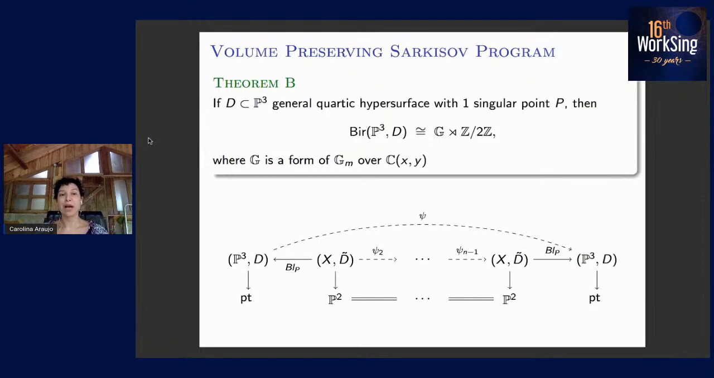And let me just finish by saying that we also have a third theorem that I have not described, where we consider again quartic hypersurfaces, but now having a singularity of type A2 at the point P. So the general case is a singularity of type A1, and then we get a singularity of type A2, and now the birational geometry of the pair becomes much more involved. We were actually surprised to see how rich the birational geometry of the pair becomes, and we do not yet have a description of the group, but we have a description of all the Sarkisov links and all the Mori fiber spaces that will appear in such a decomposition.